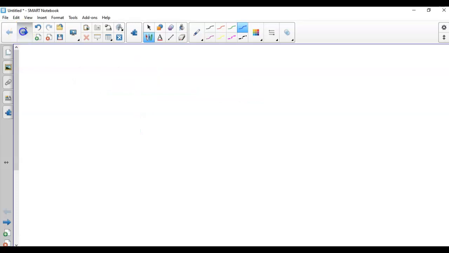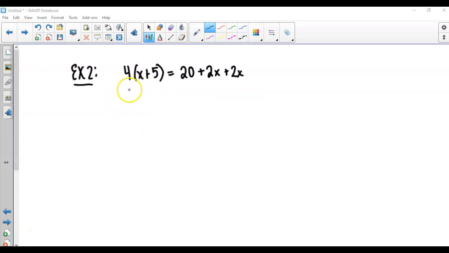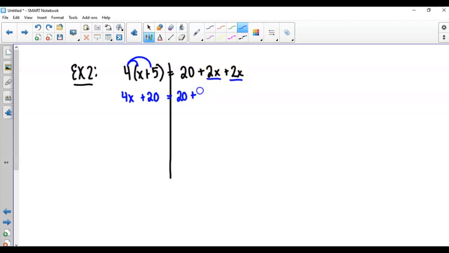Okay, let's continue on to another example. So here we've got 4 times x plus 5 equals 20 plus 2x plus 2x. So if we're going to solve this, the first thing we would do is distribute here. So I would have 4x plus 20 equals 20 plus, and I'm going to go ahead and combine these two x's right here. 2x plus 2x is going to give me 4x.